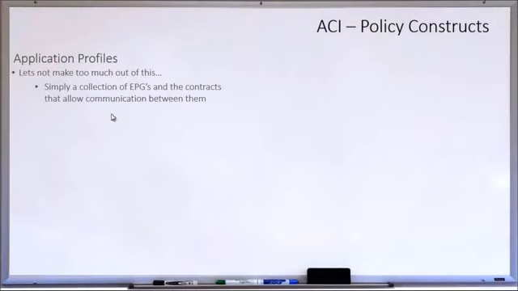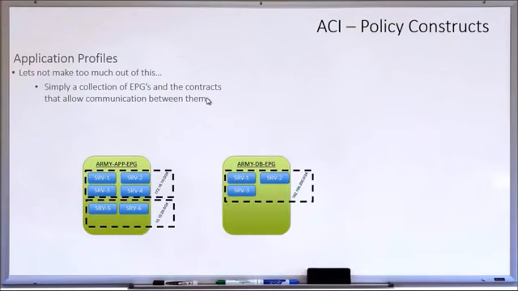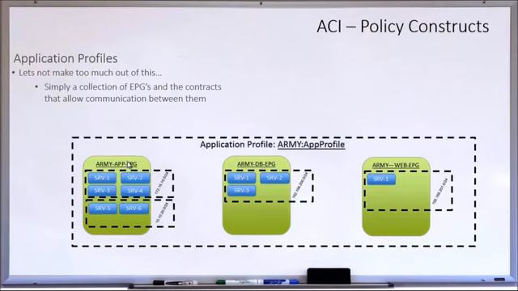And then the application profiles. Again, I say let's not make too much out of this. These are simply a collection of EPGs and the contracts that allow the communication between them. So if we had the application EPG, this is what we call our typical three-tiered app, where we have the app EPG, the database EPG, and the web EPG. The application profile is like a wrapper that goes around those guys. It contains the EPGs, and as we start to build the contracts that sit in the middle of these guys, it's also going to contain those contracts and who's providing and consuming those individual contracts. So don't freak out too much about the whole application profile thing.